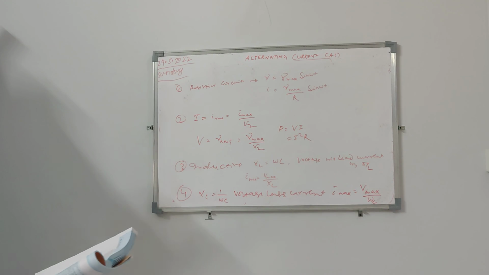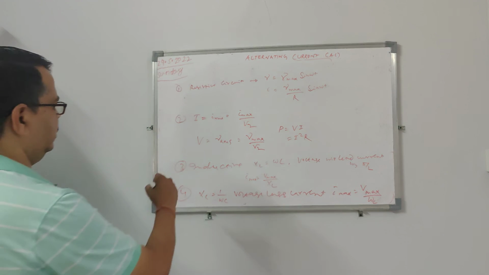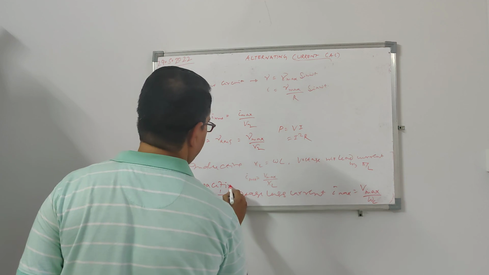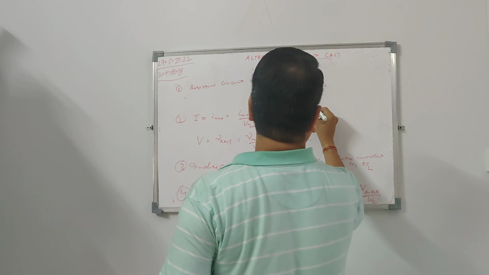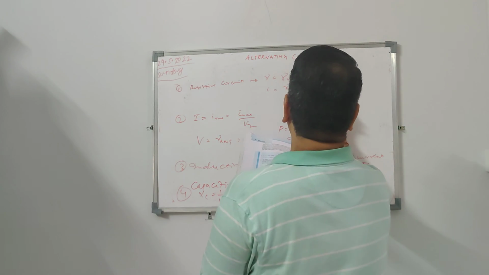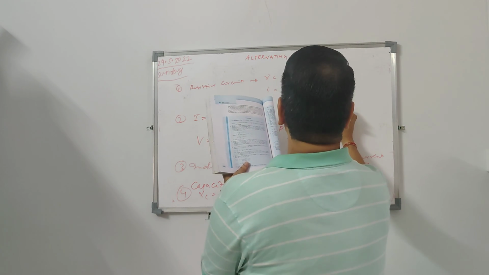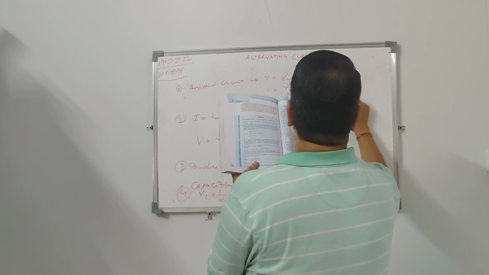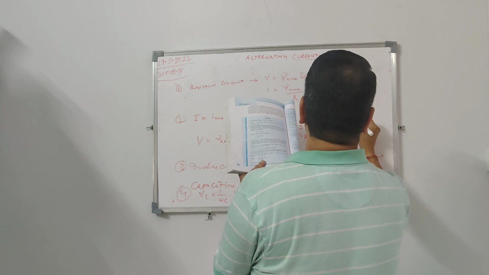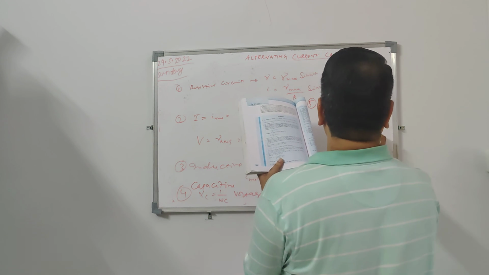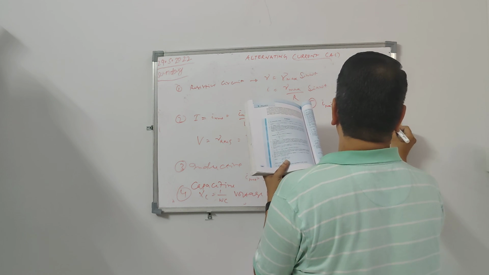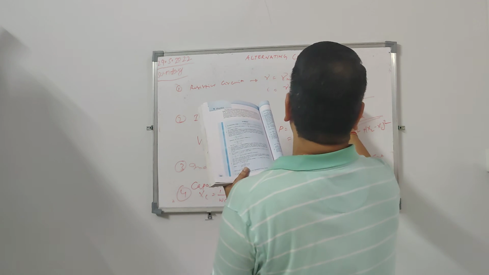So this is another takeaway. We have talked about inductive, then capacitive, then point 5 is the LRC circuit. In an LRC circuit, the max current is equal to V max by impedance. Impedance is the square root of R square plus XL minus XC whole square. So this is for the LRC circuit.